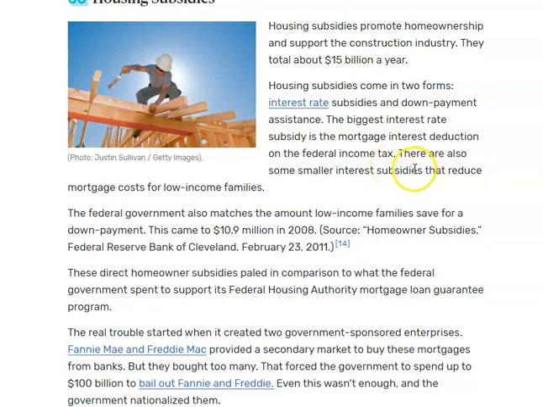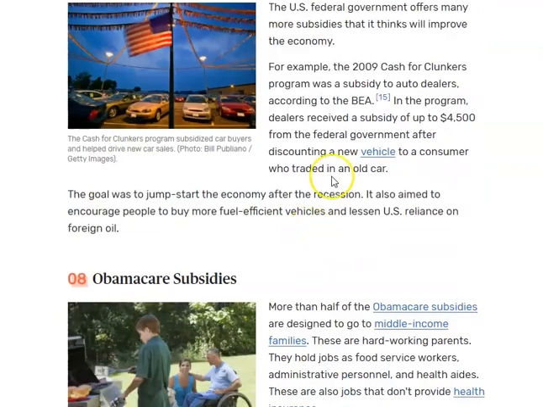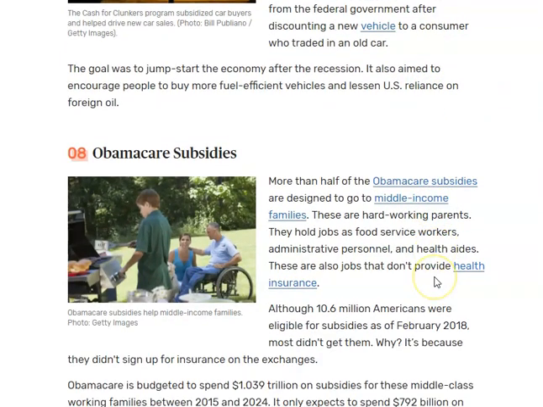So when you become a homeowner, you are able to put this on your taxes and you get money back. There are also some smaller interest subsidies that reduce mortgage costs for low-income families. It says that the federal government also matches the amount low-income families save for a down payment. This came to $10.9 million in 2008. You have other subsidies. For example, the Cash for Clunkers program was a subsidy to auto dealers according to the BEA. Under the program, dealers receive a subsidy of up to $4,500 from the federal government after discounting a new vehicle to a consumer who traded in an old car.